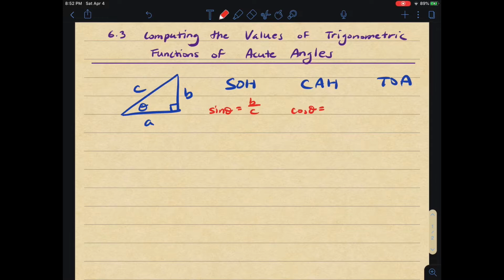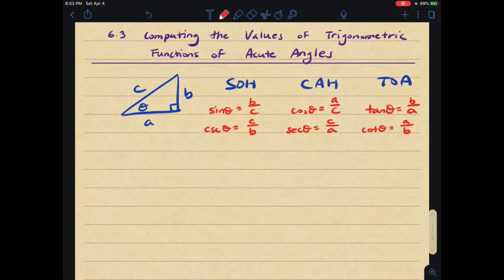Cosine of theta is adjacent over hypotenuse, which is A over C. And then tangent of theta is opposite over adjacent, which is B over A. And then we learned about the other three trig functions, right, which were cosecant of theta, which we learned was the reciprocal of sine. So this will just be hypotenuse over opposite. And then we learned about secant of theta, which was the reciprocal of cosine. This would be hypotenuse over adjacent. And then we learned about cotangent of theta, which is the reciprocal of tangent, which would make this adjacent over opposite.